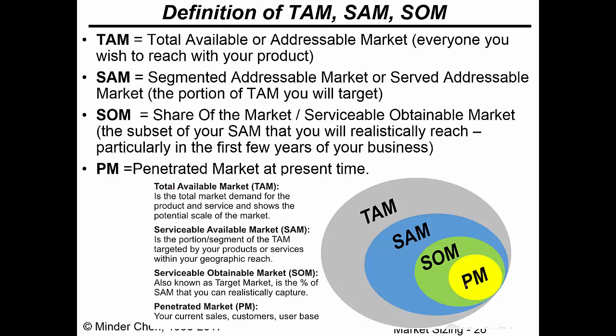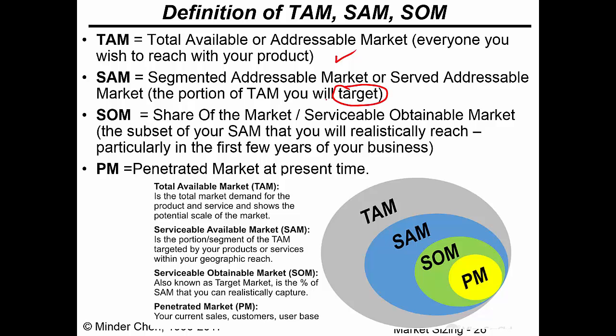I'm kind of repeating this definition of TAM, SAM, SOM because there are different definitions and spellings, and therefore I want to make sure that when you see a different variation of spelling, you know what someone is referring to. So TAM is like everyone you wish you can reach with your product. That's the biggest market size. SAM is a segmented addressable market, or serviceable addressable market. It's the portion of TAM you would target.